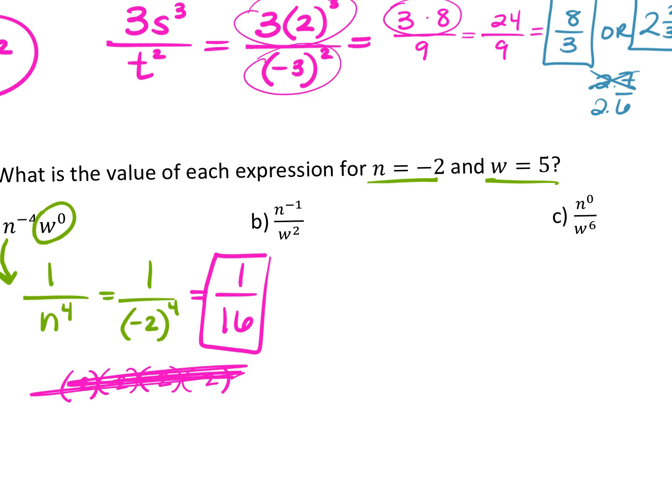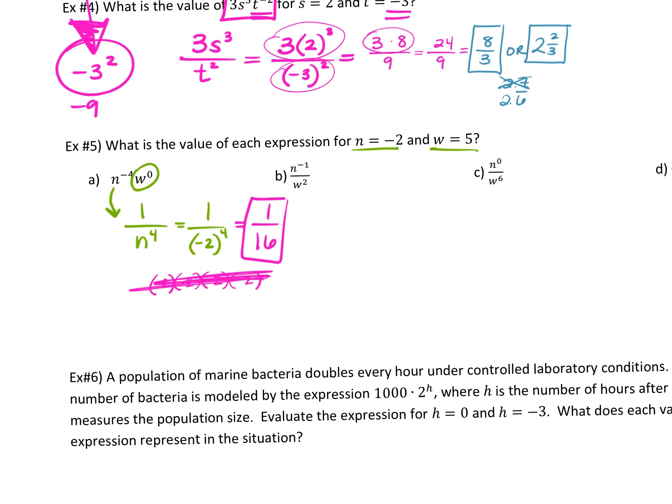Okay, so you try to simplify letter B. N to the negative 1 over W squared, and then plug in the values that we have there and see what you get. And if you finish that one and you want to keep going, try as many of them as you can in the time that I give you.